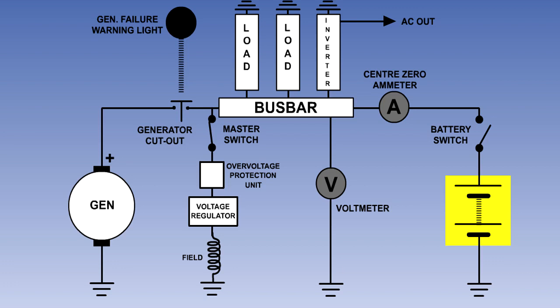The battery will normally be lead-acid or alkaline, and depending on the system, it will have a voltage of either 12 or 24 volts. It can be used to start the engines or to supply electrical power in the event of generator or alternator failure.